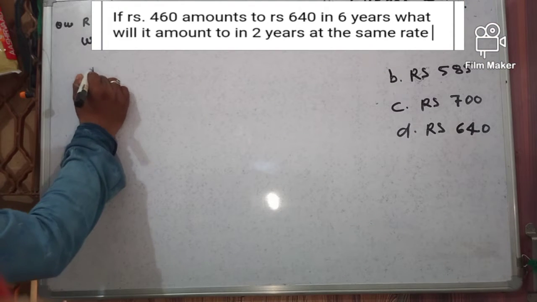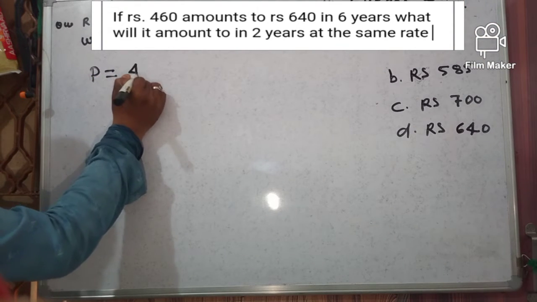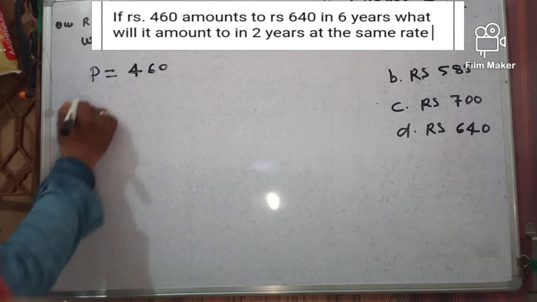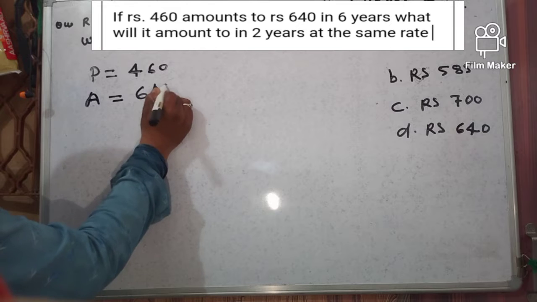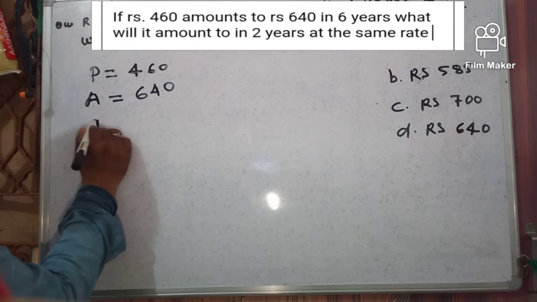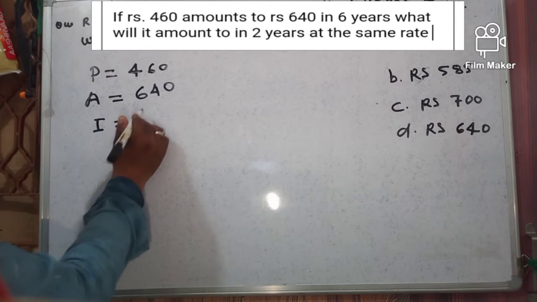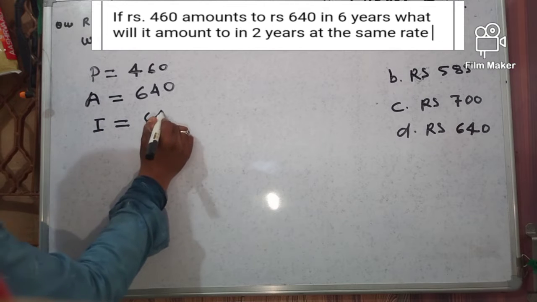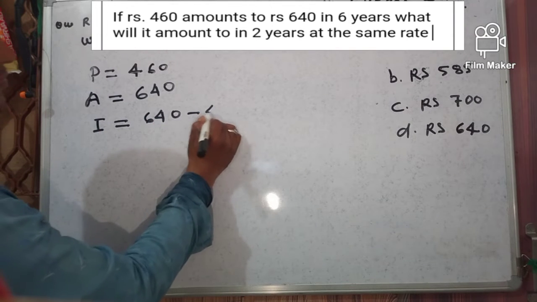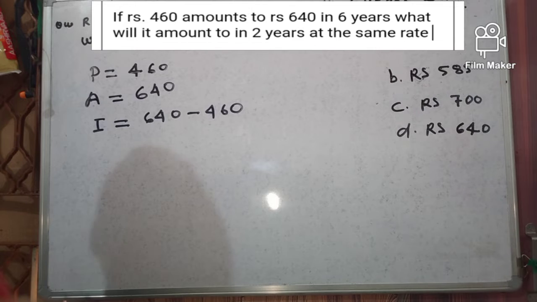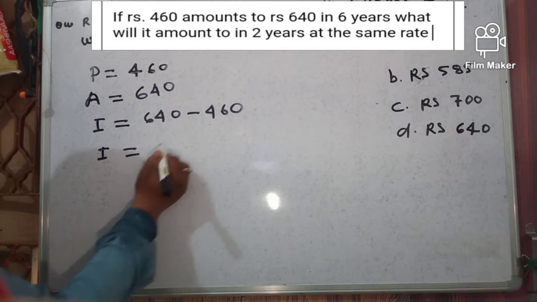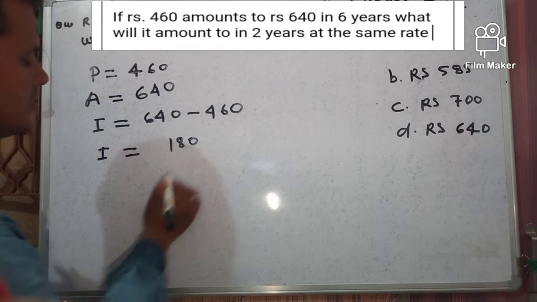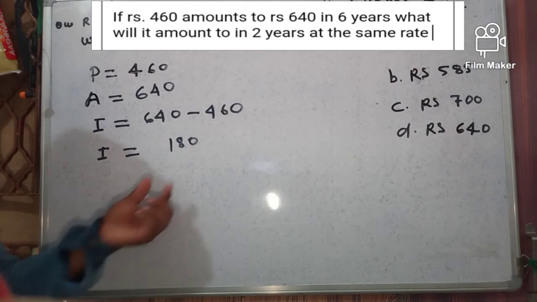Principal given is 460, amount given is 640. So interest will be 640 minus 460, because amount includes interest and principal. So interest will be 180. So this interest accrues in 6 years.